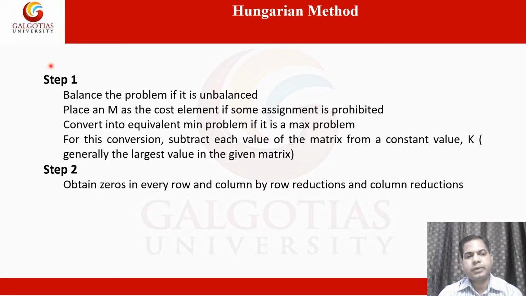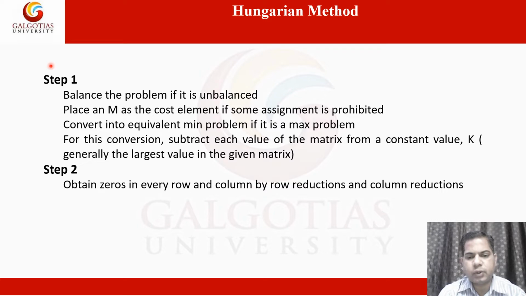The first step is to balance the problem if it is unbalanced. That means if the number of jobs and the number of machines are not the same, we have to make it balanced. And we can balance it using a dummy row or a dummy column, whenever it is needed.